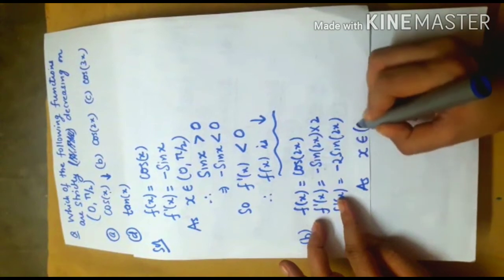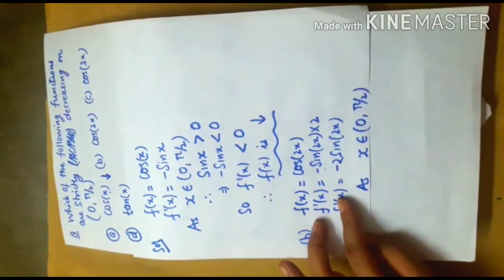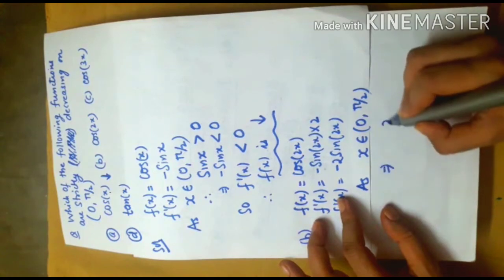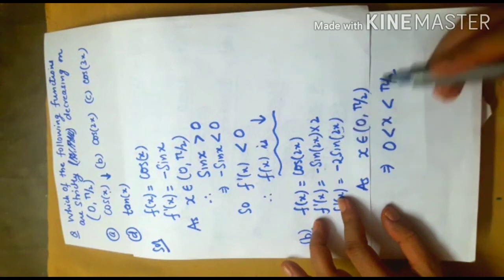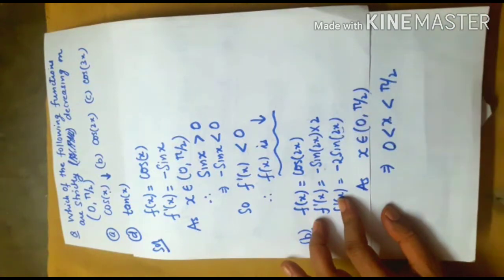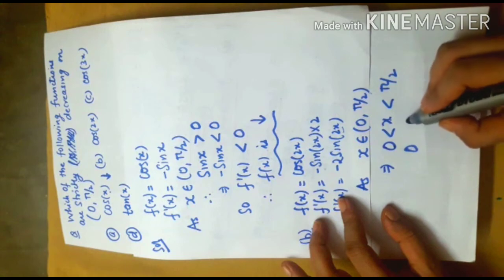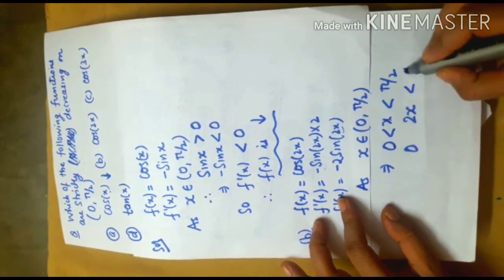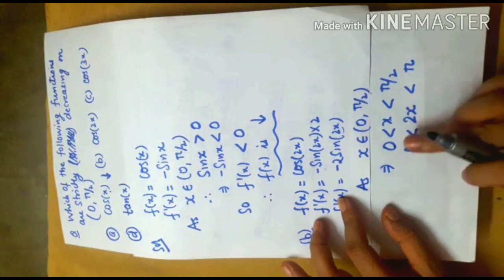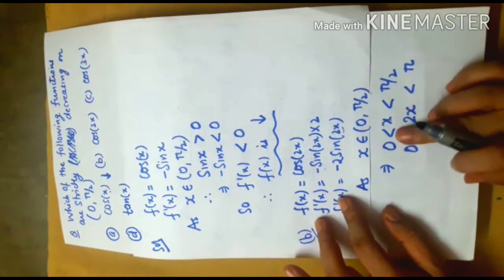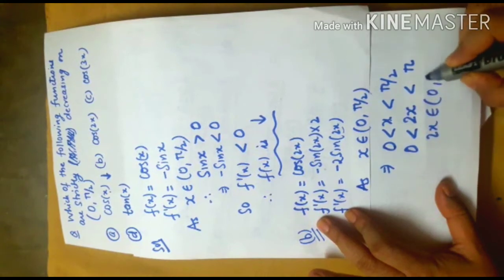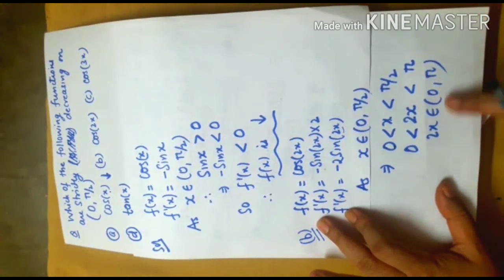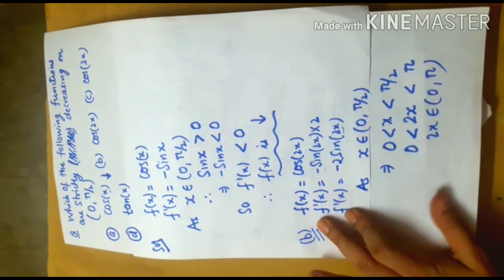As x belongs to this interval 0 to pi by 2, this means x is greater than 0, less than pi by 2. I want 2x, so I multiply each one of them with 2. Here I'll get 0, here I'll get 2x and here I'll get pi. As I have multiplied with a positive number, the sign of inequality will not change. So that means 2x belongs to this interval 0 to pi. That means in first or in second quadrant.